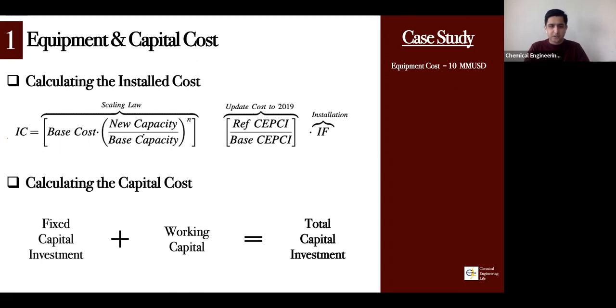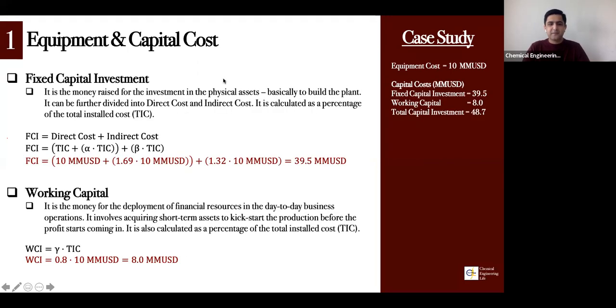Once you have your equipment cost and your total installed cost, you can then go on and calculate your total capital investment. The total capital investment is the sum of your fixed capital investment, FCI, and your working capital. The fixed capital investment is the investment that you need to basically build your plant. That is all the money that you need to build a proper functioning facility. Everything from equipment to your piping, to your instrumentation, your legal fees, everything you need to create a physical asset or a physical building, comes under fixed capital investment.